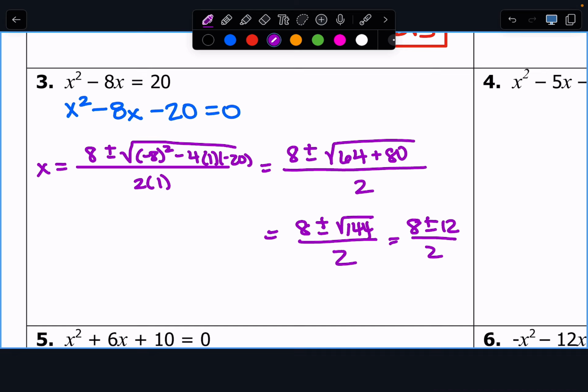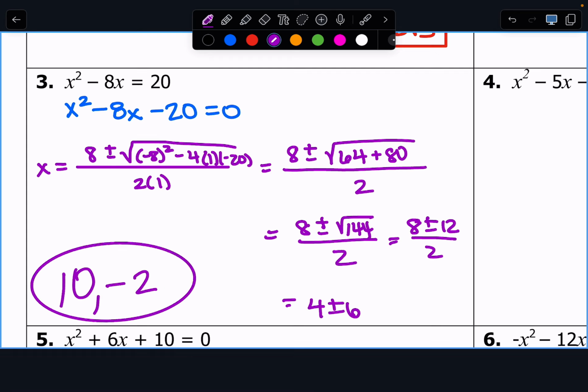Now, here's the deal. Please do not leave your answer as 4 plus or minus 6. Hey, what's 4 plus 6? 10. What's 4 minus 6? There are your 2 answers.